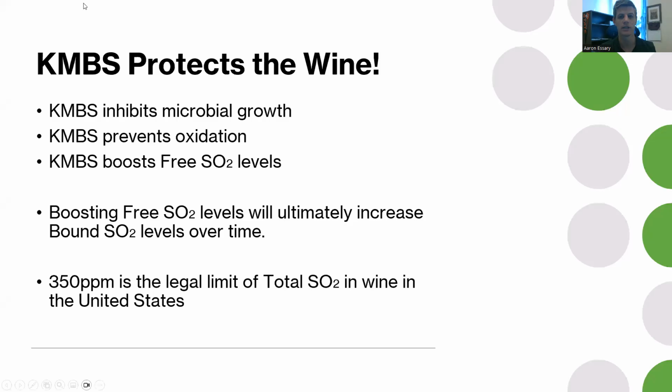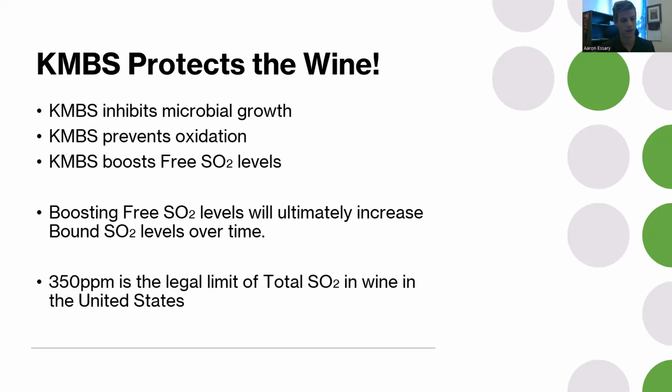So again, KNBS protects the wine. It inhibits microbial growth, it prevents oxidation, and it will boost your free SO2 levels. If you didn't know, and I should probably say, anytime you increase your free SO2 levels, you are ultimately, long term, going to increase your bound SO2 levels. So free SO2 goes to bound SO2 over time, because that's its job. Free SO2 protects the wine. Eventually it's going to get bound up and it becomes bound SO2.